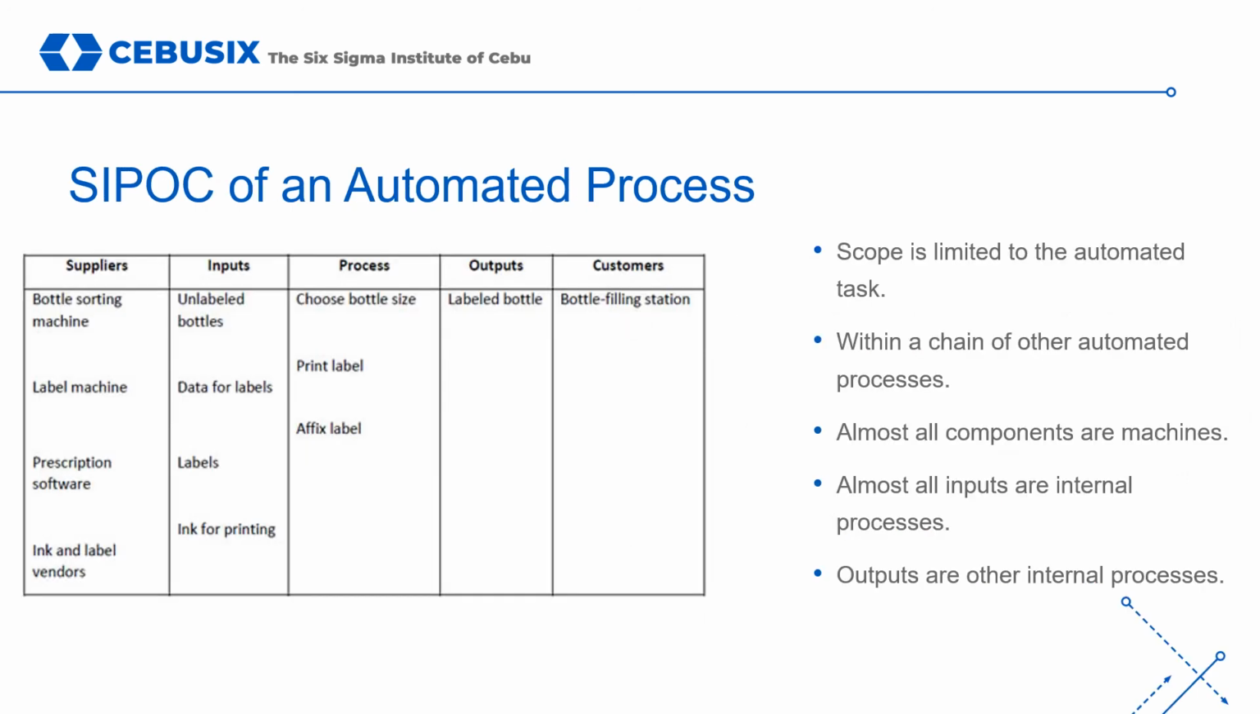This diagram represents an automated process in a mail order pharmacy. The process in question puts labels on bottles that are being filled with corresponding medications. The scope of the process is only the labeling of the bottles. Because this is a process within a chain of automated processes, almost all of the components are machines, processes, and things. Prior to labeling, a machine sorts bottles by size. That machine feeds the labeling station as needed. After the labeling is done, another station fills those bottles, and so on.